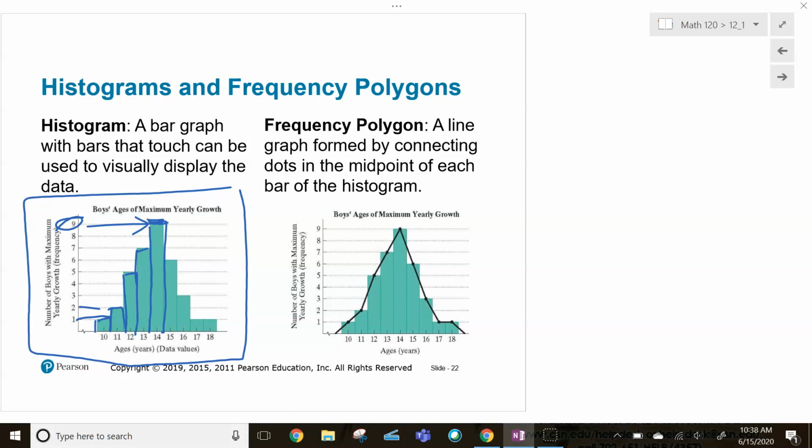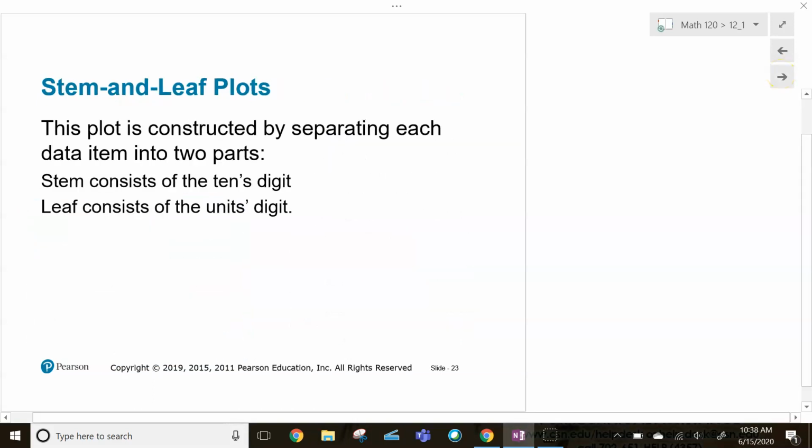All right, now frequency polygon, the only difference is you take the middle of each of these bars and you just connect the dots. Connect it right to the middle. And then you can see that all through there. And you can forget about the bar graph. So that's a frequency polygon. It's just a visual way of displaying the data, is all a histogram and frequency polygon do. Okay.